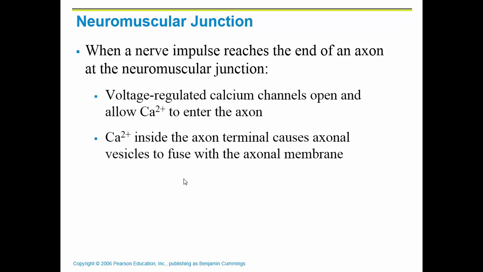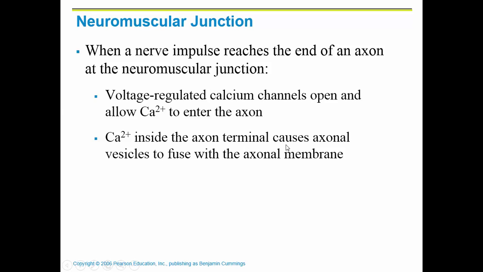Now, once the nerve impulse reaches the end of the axon, there are going to be calcium channels that open inside the axon. We need calcium to have the neuron communicate, and then we also need calcium in order for the muscle to contract. So we need calcium for nervous impulses plus muscle contraction.